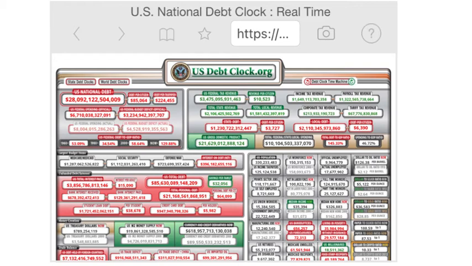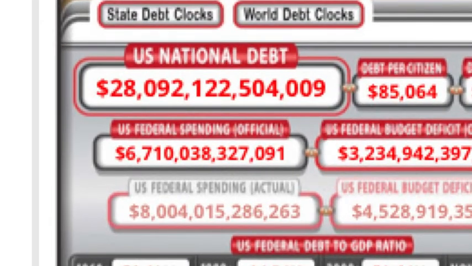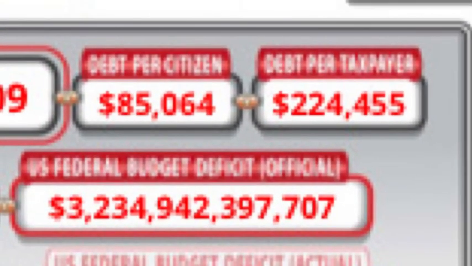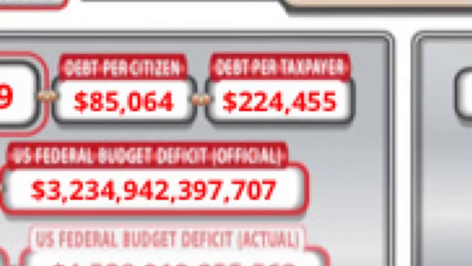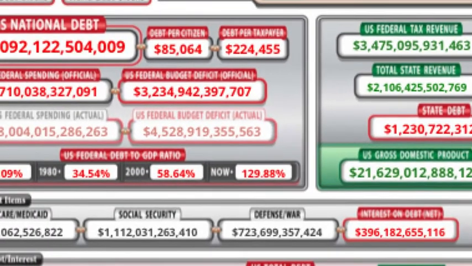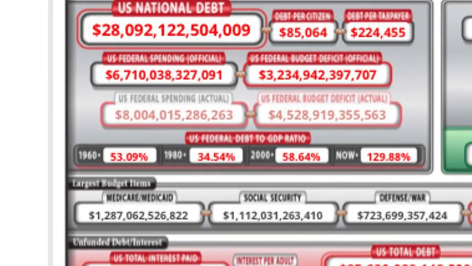And what are we looking at here? U.S. national debt, 28 trillion, 92 billion, 122 million, 504,009. Of course, it's not showing pennies. Why is it not showing pennies? Because they would be considered insignificant. Well, what is that in debt per citizen? Looks like 85,000, and then debt per taxpayer is even more, because not all citizens pay taxes, right?